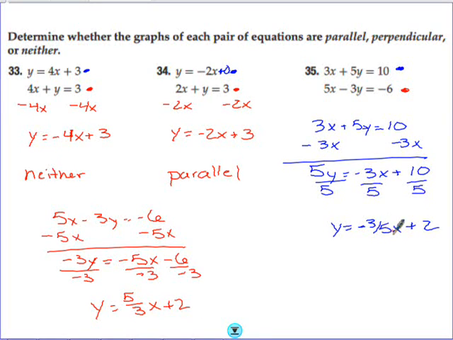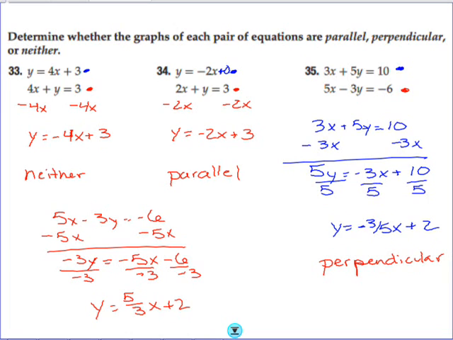So here are my two lines, negative 3/5 x plus 2 and 5/3 x plus 2. Well, 5/3 and negative 3/5 would be negative reciprocals. If I flip 3/5 over, it becomes 5/3, and instead of negative, it's going to be positive, so these are perpendicular.